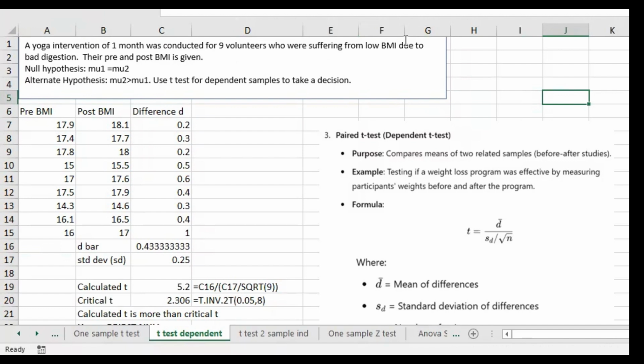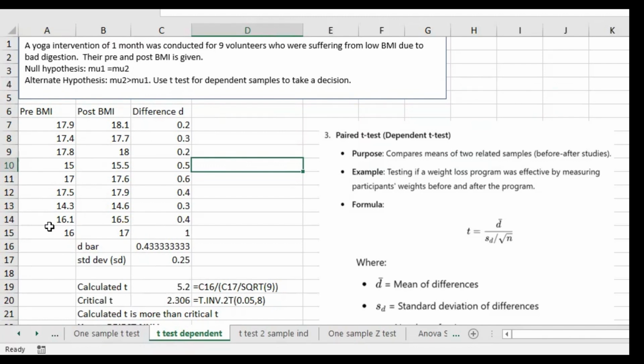BMI stands for body mass index. Due to bad digestion, their pre and post BMI is given. Null hypothesis: there's no difference between their average before or after. Alternative: mu2 is greater than mu1. Sorry, mu2 is greater than mu1. Means after the yoga intervention, their BMI has improved. That is the alternate hypothesis.